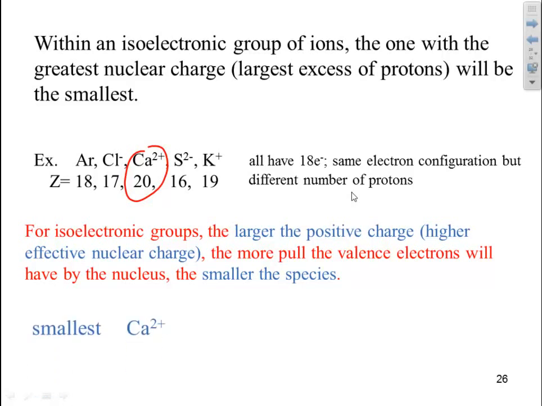Next in size would be potassium plus, followed by argon, followed by chlorine, followed by sulfur 2 minus, sulfide ion, which will be the largest.